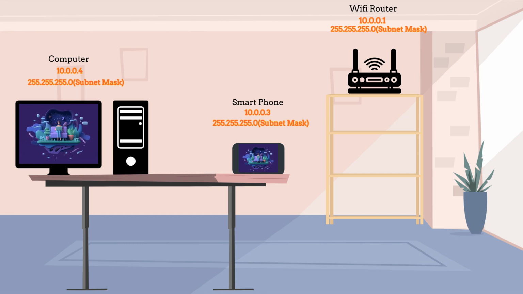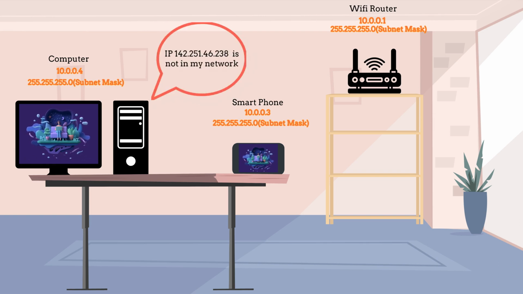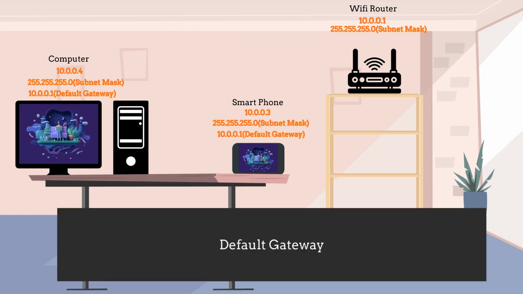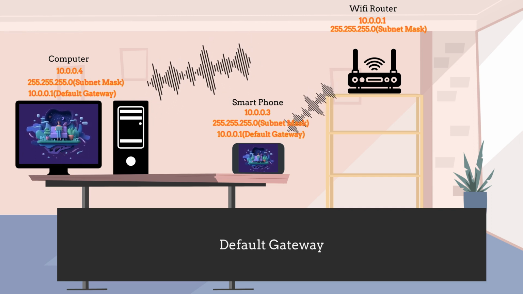We've seen how subnet masks help in determining if a device is in the same network. But what happens when a device wants to talk to another device, not in its network? That's where default gateways come in. The default gateway is a device's first point of contact when it wants to communicate outside its own network. The default gateway is represented as an IP address and is generally associated with a router.